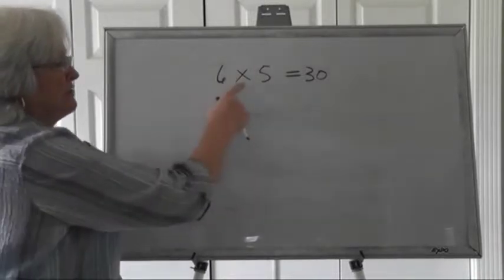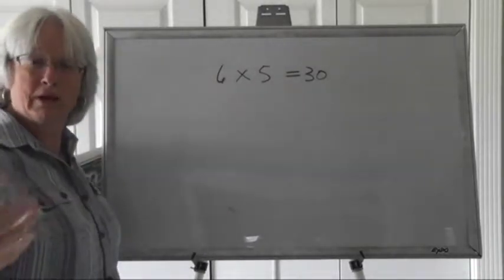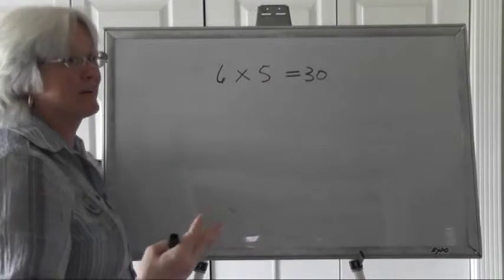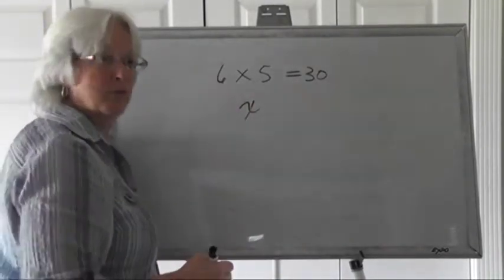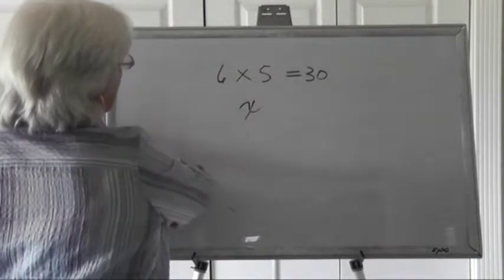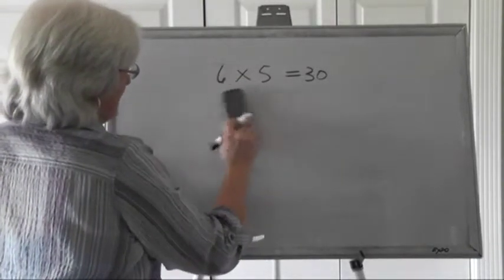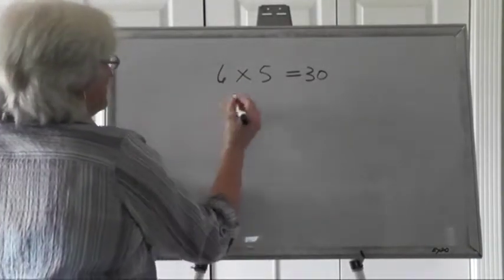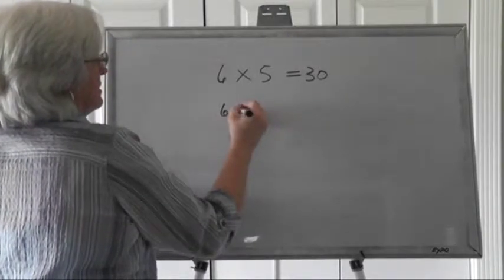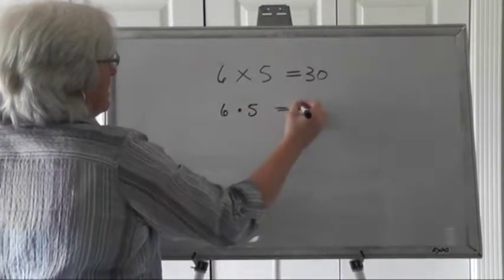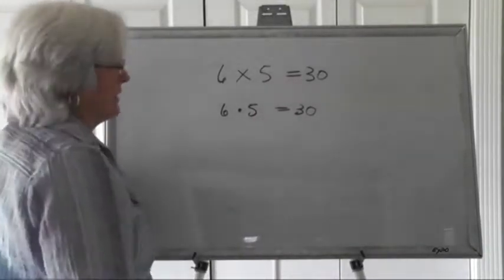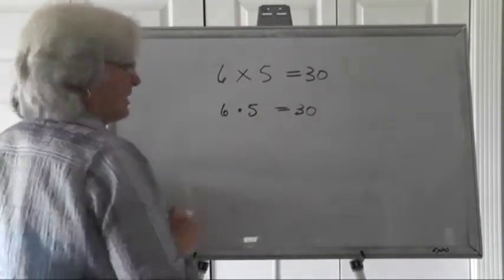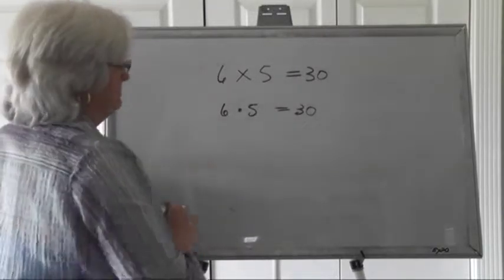But this thing right here in the middle that we've used for multiplication looks remarkably like an X to me. So now you really know why I use that for my X, and why I do not use an X for multiplication. Another way that you can say this is with what they call a raised dot. 6 times 5 is equal to 30. I'd love to know where that 9 came from.